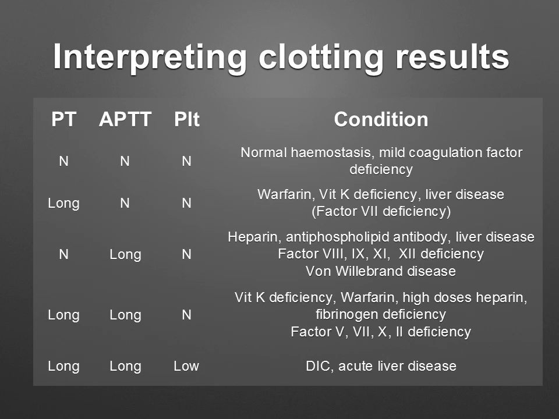Here's a good table just to try and memorize, just to try and help you. Again, it's this classic exam question where they'll give you the results and ask you for possible causes. It's worth remembering because, as I say, they love asking it. The most common ones they're going to be coming up with, I would imagine, would be the vitamin K deficiencies, as well as DIC and acute liver disease.